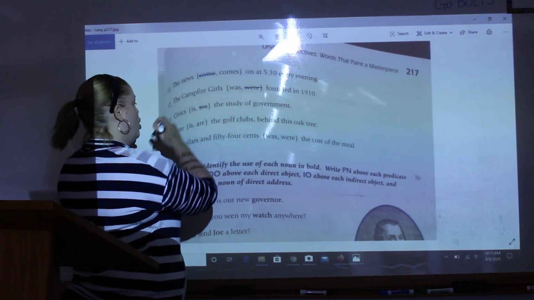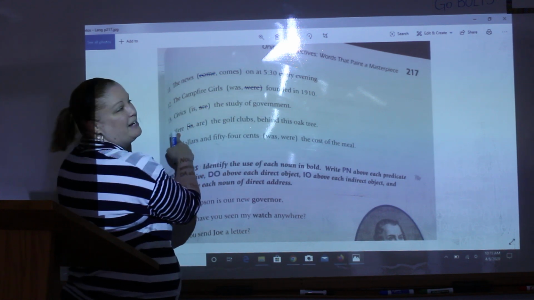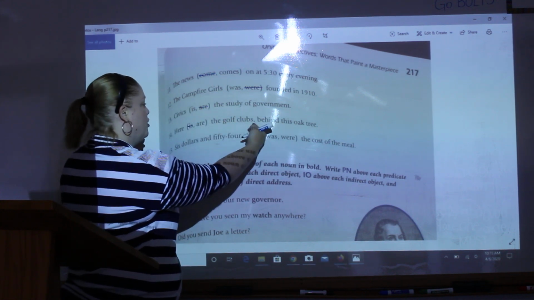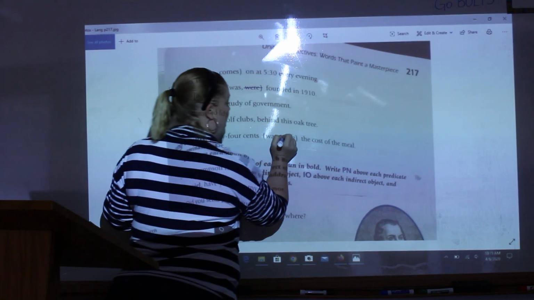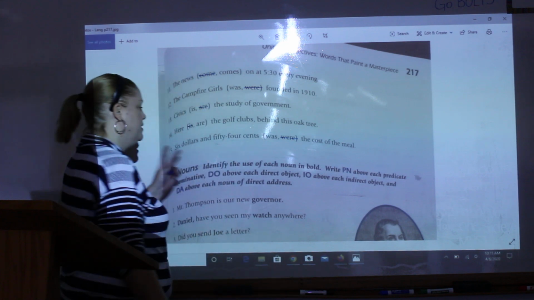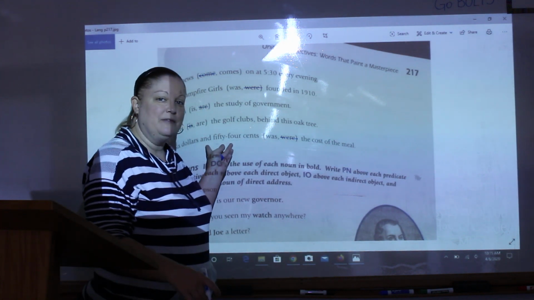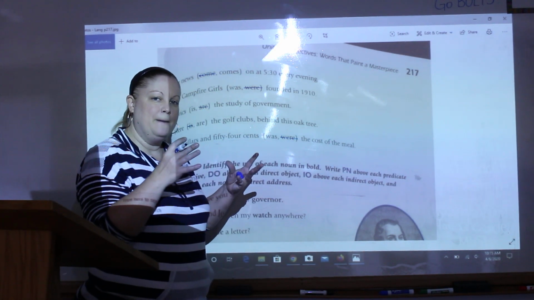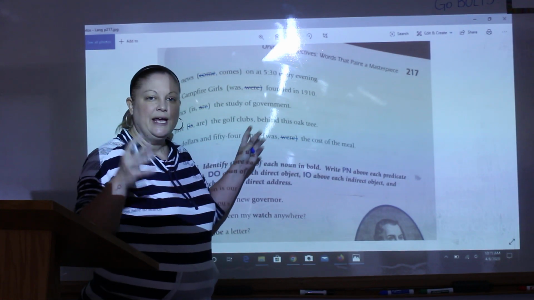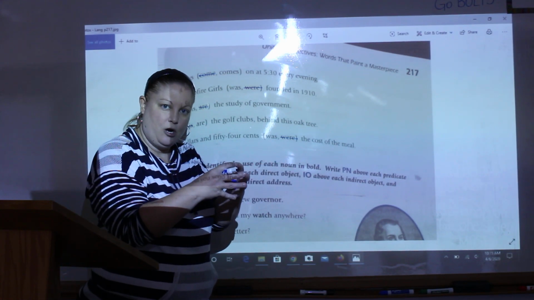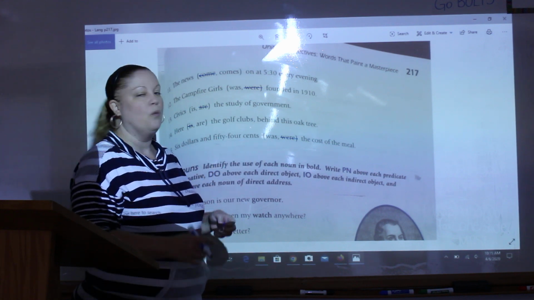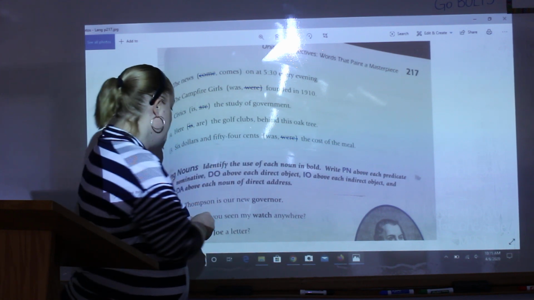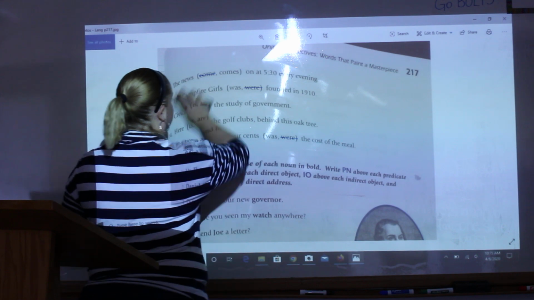Golf clubs are... this can never be the subject. So here are the golf clubs. And then number 15, $6.54 was the cost of the meal, because money it's talking about, even though it's a plural, dollars and cents, it's one price or one cost, so we consider that a unit. $6.54 was. All right, moving on to the next section.